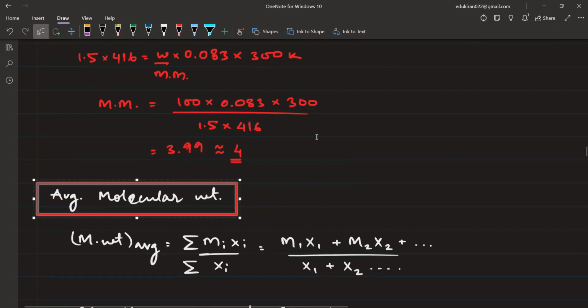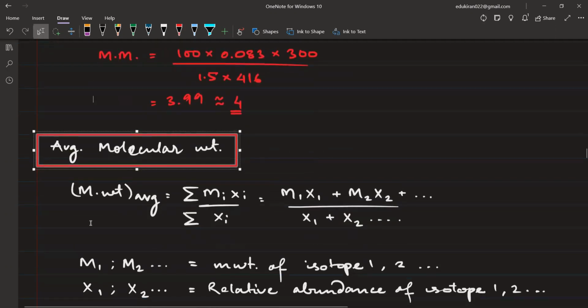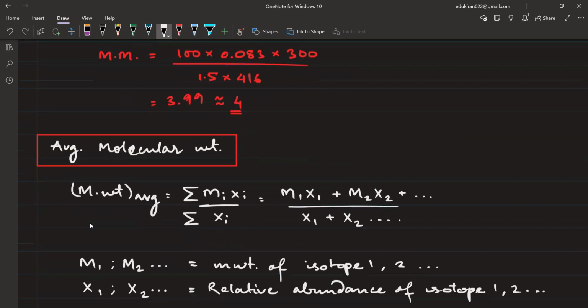Average molecular weight. So the concept of average molecular weight came into existence because, for example, you have two different types of hydrogen. You have a hydrogen whose mass is 1 and the hydrogen whose mass is 2, right? This is hydrogen and this is deuterium. And then you have tritium also, which has the mass of 3. Here you see, you have different masses, but the atoms are same. So in that case, we use average molecular weight.